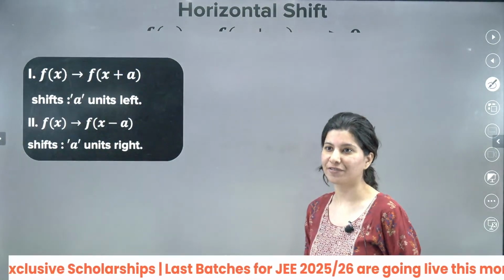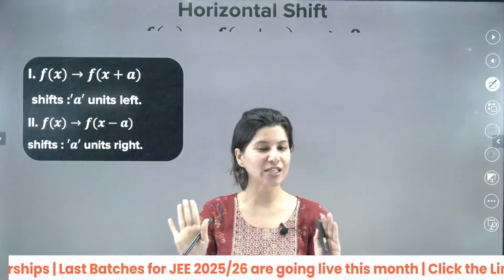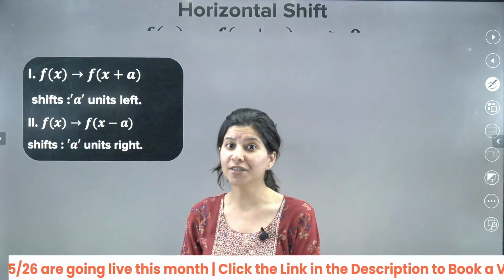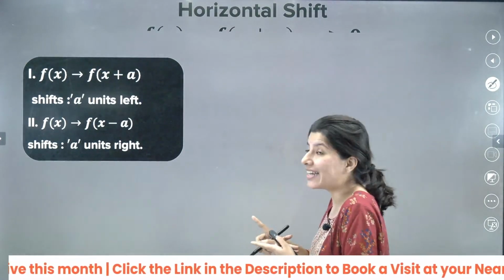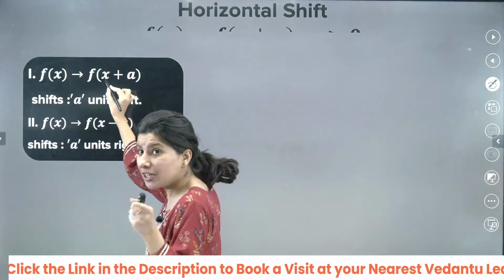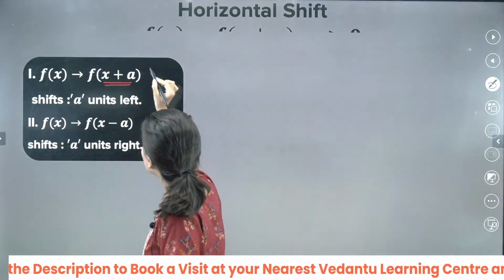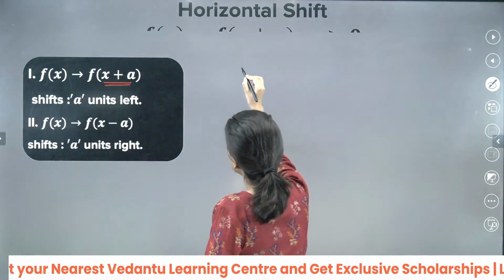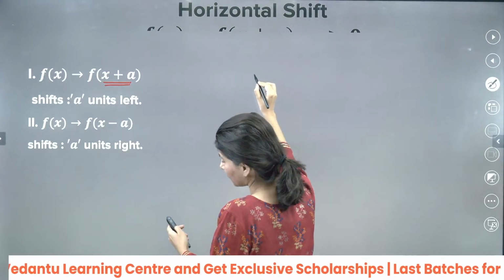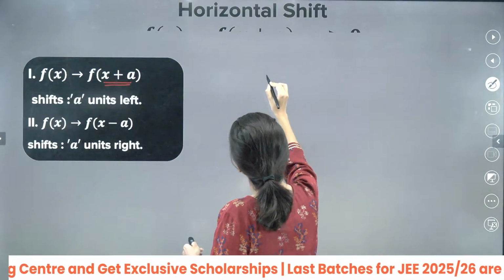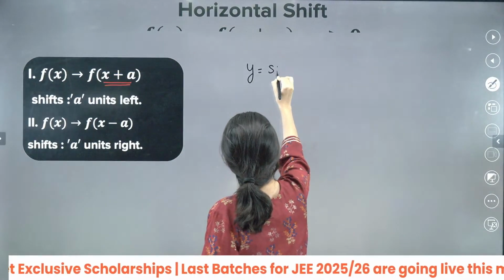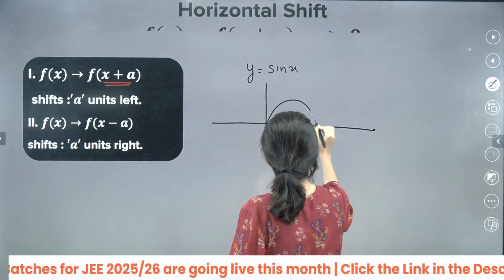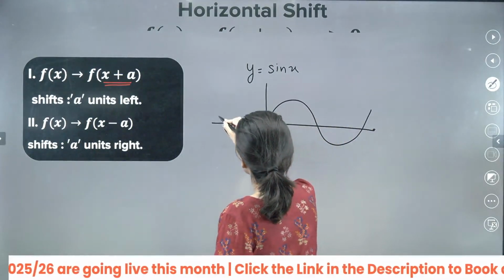Now horizontal shift. Till now what we have done is just vertical shift. Okay? 5 units up, 5 units down, like that. Now for horizontal shift, we are adding or subtracting not from f(x) but from x. So again I am going to write y is equal to, let's say, sin x. So this is your sin x.